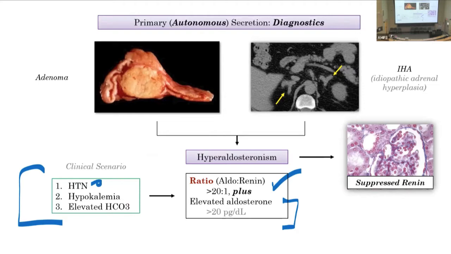Certainly from the point of view of the boards, if they give you this scenario here and a high aldo level, they're giving you very low renin as well. I never see where they express the ratio. They just give you aldosterone levels and or renin levels that are suppressed. But it makes sense. Renin is going to be suppressed. So hyperaldosteronism, adenoma versus idiopathic adrenal hyperplasia.